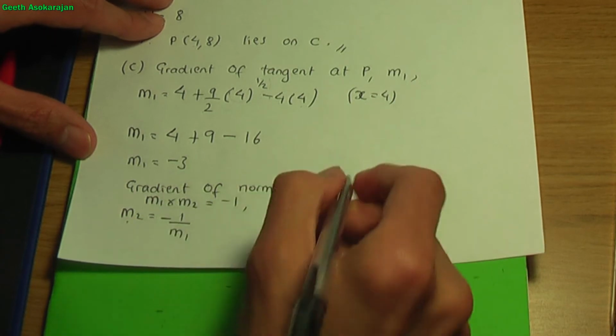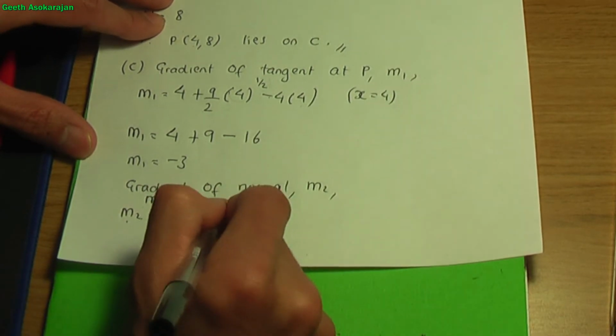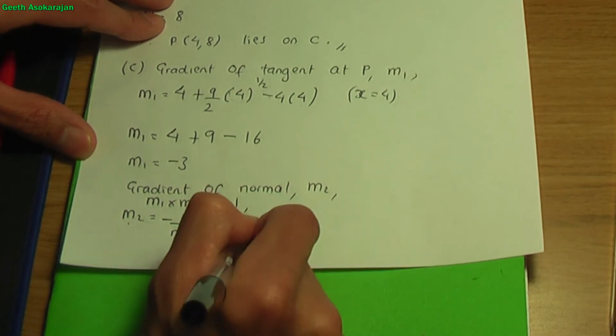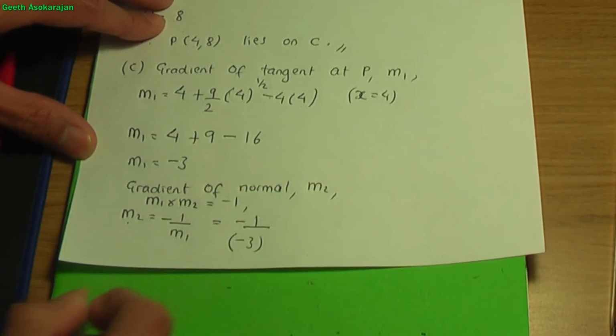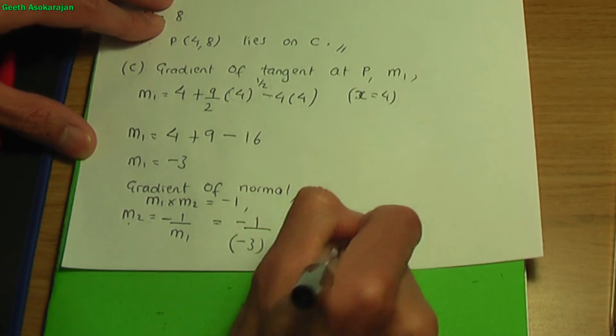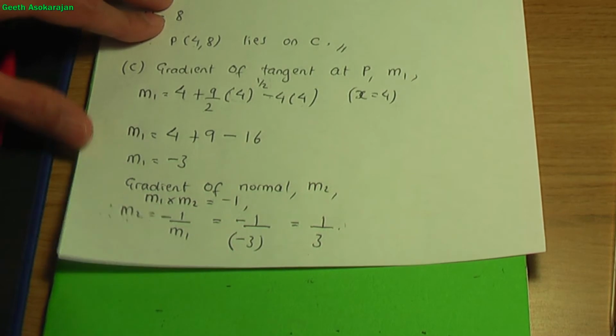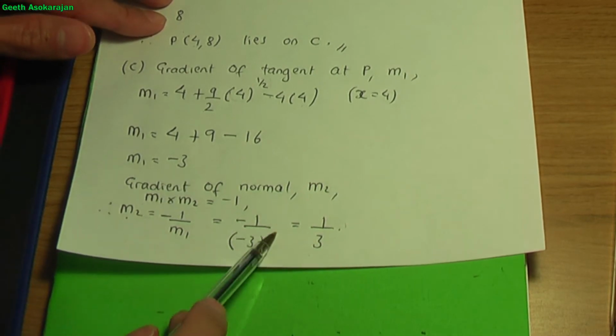Now the value of m1, the tangent gradient, we have minus 3. So it's going to be minus 1 divided by minus 3. Minus 1 over minus 3 is 1 over 3. So 1 over 3 is the gradient of the normal. So we've got the gradient of the normal.